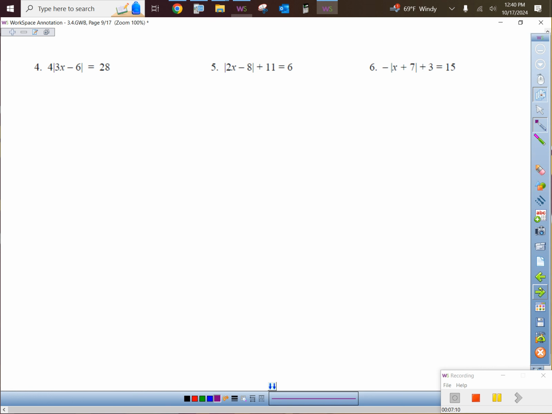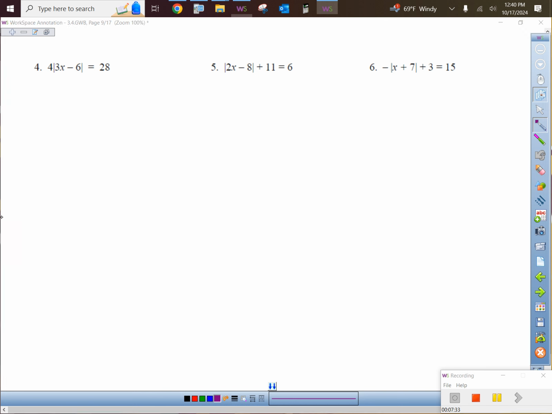So let's try again. Ready on 4? Let's talk through it. Again, this is what your brain has to do through the test. Are the bars by themselves? Yes or no? Nope. Here's a weird fact. You can't distribute into absolute value bars. It doesn't work. You can only distribute into parentheses.